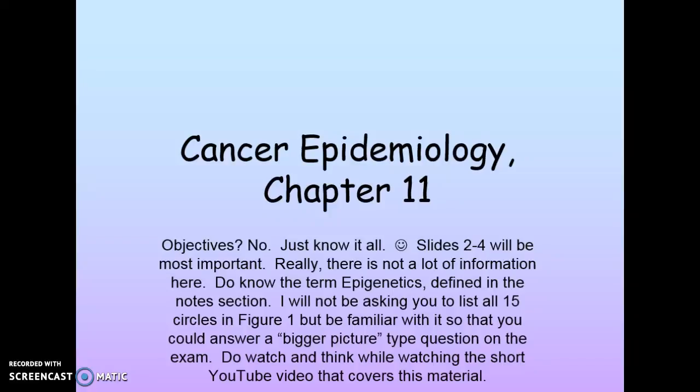So objectives, no, you just need to know it all, which scares people. But really there's not a whole lot of information in the slides. There are only 5 slides total, and slides 2 through 4 will be the most important. You do need to know the term epigenetics, which is defined in the notes section. I will not be asking you to list all 15 circles in figure 1, but be familiar with it so that you could answer what I would consider a bigger picture type question on the exam.